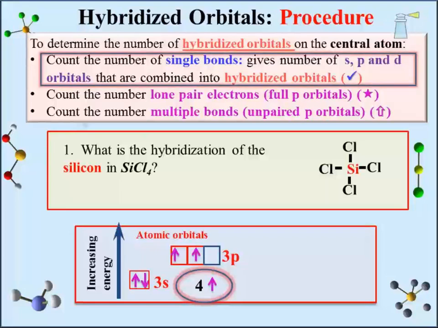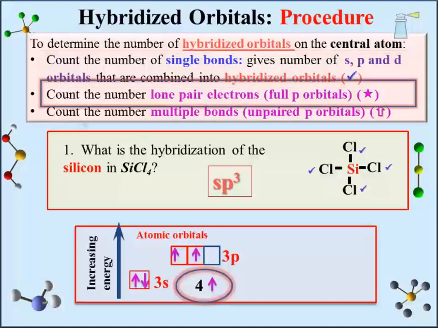Start the process of determining the number of basic orbitals that will be needed in hybridization by counting the number of single bonds on the central atom. There are 1, 2, 3, 4 single bonds. 4 basic orbitals, a single s and 3 p's, will need to be combined to form 4 sp3 hybridized orbitals. Before proceeding with the hybridization, we should finish our preliminary count. There are no lone pairs on the silicon. There will be no p orbitals with paired electrons.